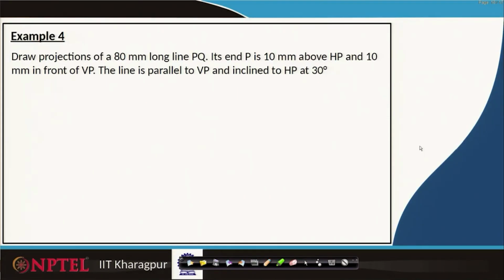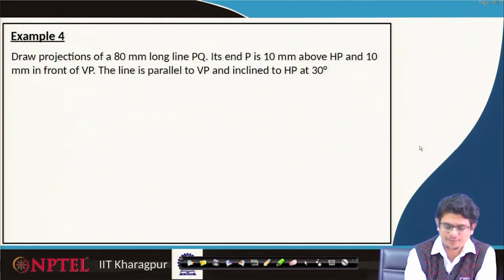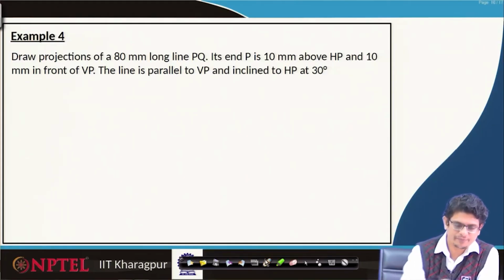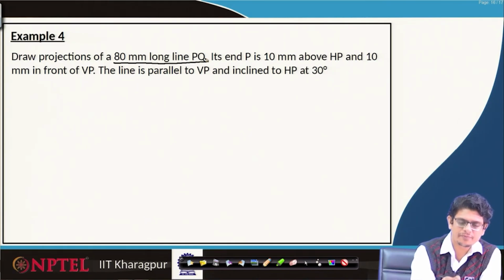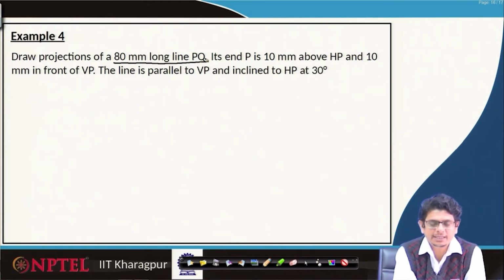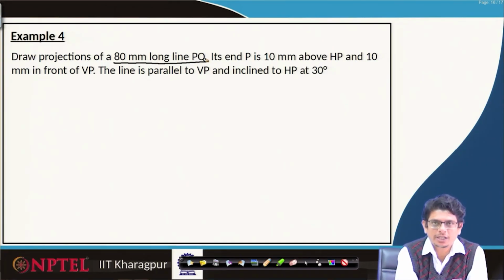So, in this example, draw projections of an 80 mm long line PQ. Its end P is 10 mm above the horizontal plane and 10 mm in front of the vertical plane, and this line is parallel to the vertical plane and inclined to the horizontal plane at 30 degrees.